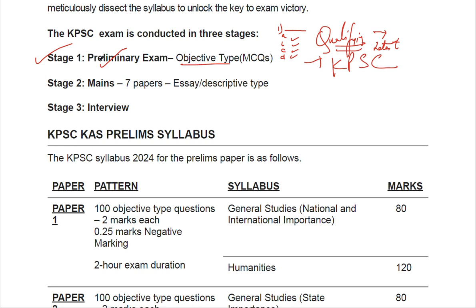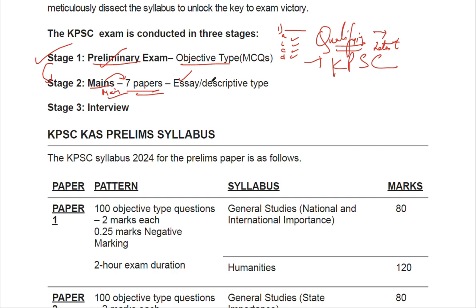After this, the students who clear the prelims exam are called for the mains exam. So what is the mains exam? Like the name itself suggests, these are the main marks which are going to decide whether you are going to go for the interview or whether you are going to get a rank in merit or not. The mains usually has 7 papers.